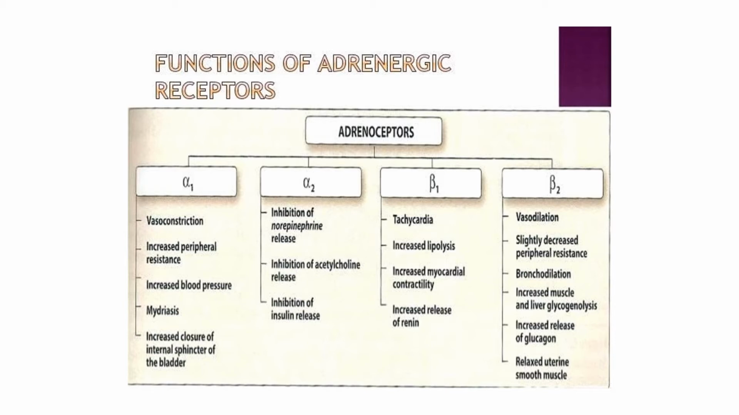So if I give someone a beta-2 agonist, I'm going to bronchodilate in their lungs. I'm going to potentially release some sugar into the bloodstream from the liver. I'm going to relax their uterus. So say they're pregnant and they're in preterm labor, I can help stop that with a beta-2 agonist. And I'm going to vasodilate their blood vessels going to their muscles. And why would I want to vasodilate specifically the muscles?